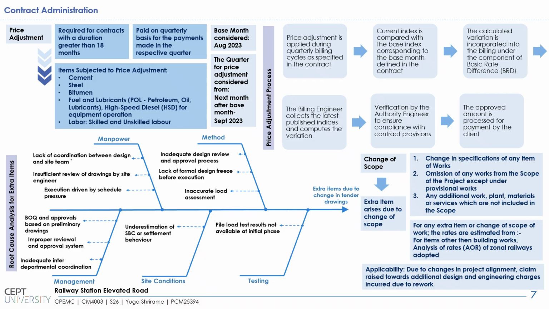Now, under the change of scope criteria, extra items arise due to the change of scope. In this project's case, the root cause analysis for extra items points to the change in the tender drawings which were provided by the client earlier, but due to the change in the alignment at a later stage of the project, as it is an EPC contract, the contractor had to revise the design drawings. Under this, a claim was made towards the additional design and engineering charges incurred due to rework by the contractor. So for this, the root cause analysis is being done.